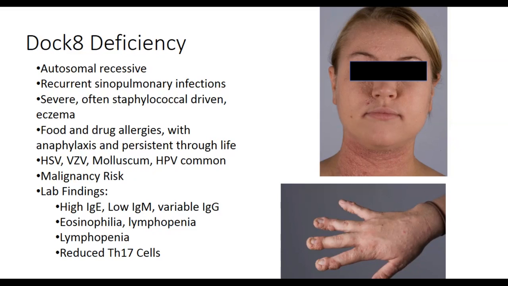Totally different than STAT3. A main reason: DOCK8 is not expressed in mast cells. Okay? Or if it is, it's got other things that compensate for it. So their mast cells work great. They definitely get viral infections much, much more. They are at very much increased risk for malignancy, mostly from those viral infections to some extent. That's really different than STAT3 loss of function, okay?